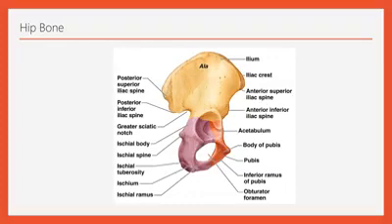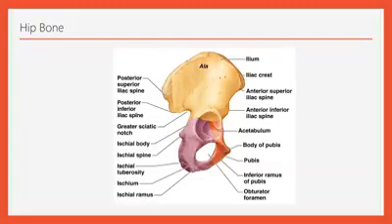Now, if we divide the acetabulum into five parts, we can see that the upper 2/5th part of the acetabulum is ilium. The anterior superior 1/5th part of the acetabulum is pubis, and the posterior inferior 2/5th part of the acetabulum is ischium.